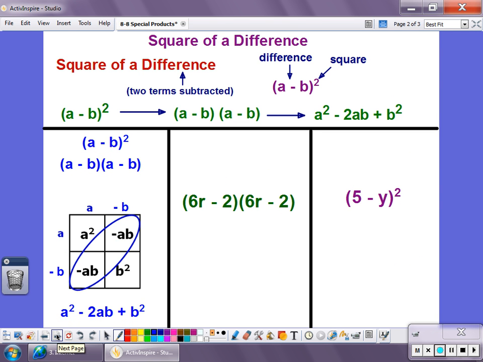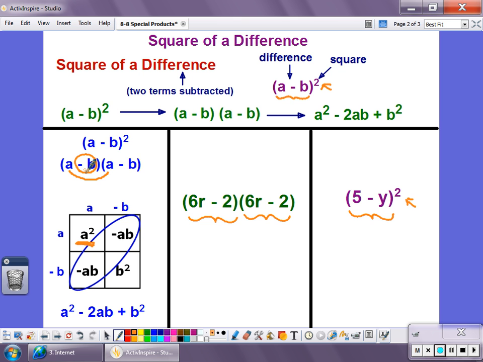Now the square of a difference is very similar. When you have the square of a difference, you have a difference or a subtraction problem that's being squared. And again, it'll either look like the same exact subtraction problem by itself or a subtraction problem raised to a power of 2. Now let's take a minute and try to figure out what this pattern would be. If I use my distributive property, again, a times a will give me a squared.